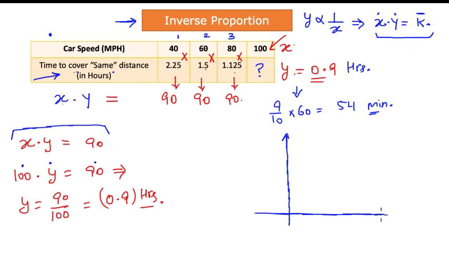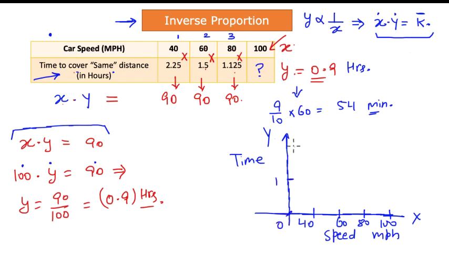If I simply put an xy coordinate or Cartesian coordinate plane, let's say the x-axis represents the speed in miles per hour and y represents the time. Here is my speed: 40, 60, 80 and 100. On the y-axis, this is my 0, then you have 1 hour and then 2 hours. Now let's try to put these data points on this very roughly created Cartesian coordinate plane.